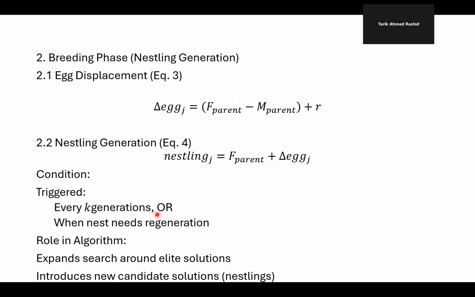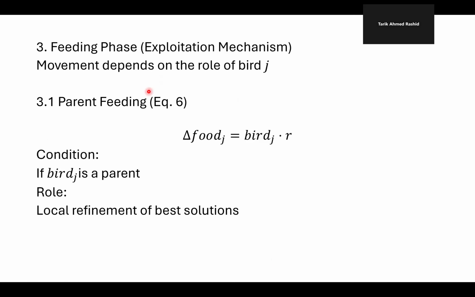Now, again, we talked about every K generation. We check whether the nest needs regeneration. When we expand the search, we try to take the elite solutions and introduce those candidate nestlings, keeping the good ones, and we reject those that are not good.